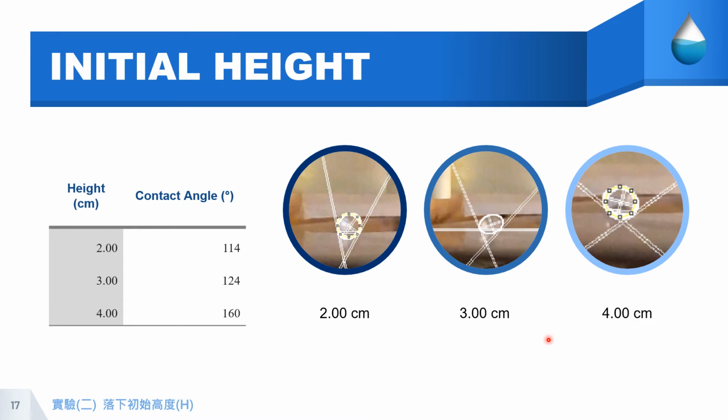These three pictures are the drop at the lowest point as they contact the surface. From left to right is 2 cm to 4 cm, and we use software to measure the contact angle. From 2 cm to 4 cm, the contact angles are 114, 124, and 160. So basically, the higher you drop, the bigger the contact angle gets.